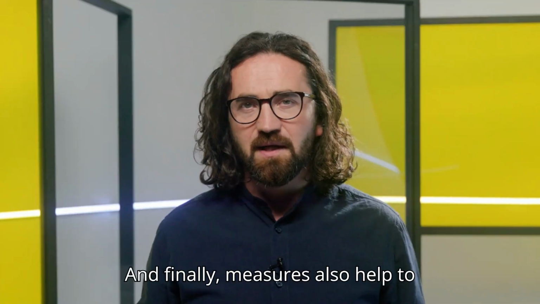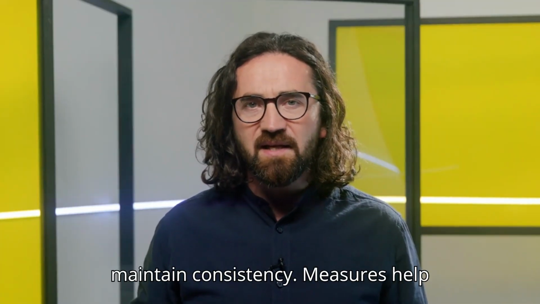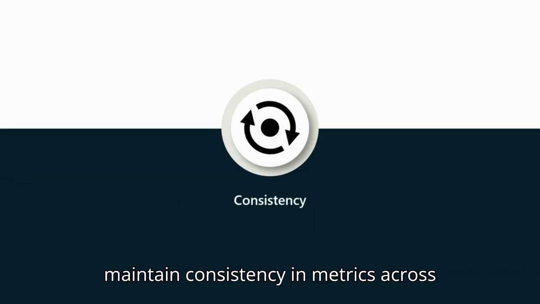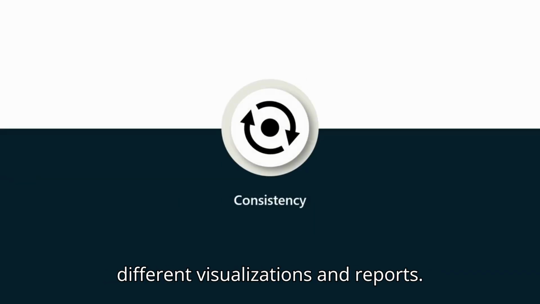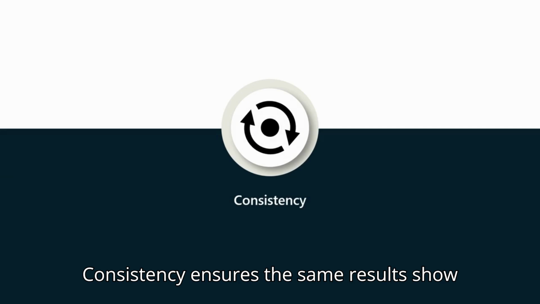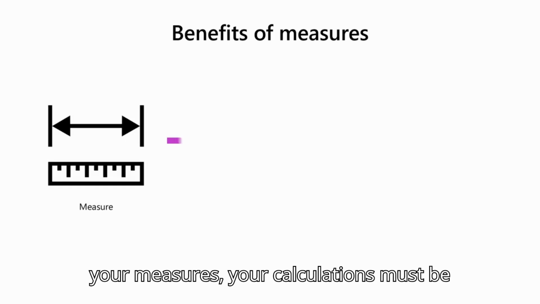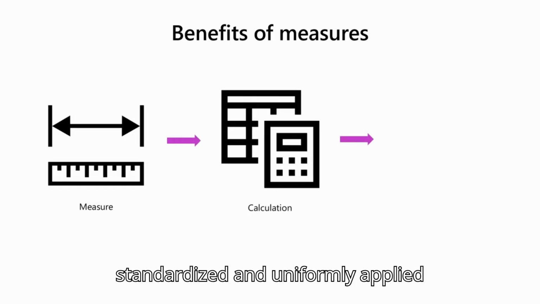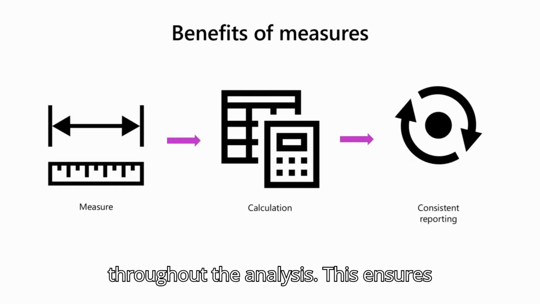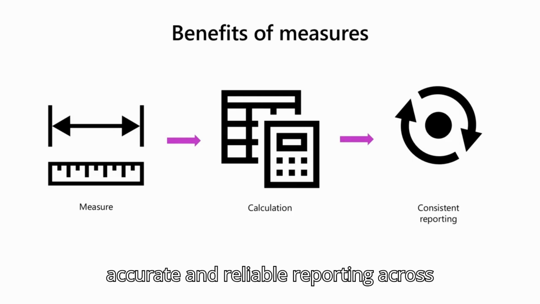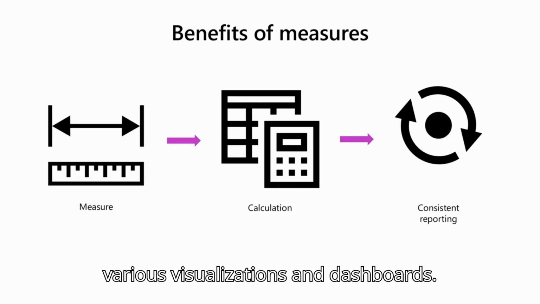And finally, measures also help to maintain consistency. Measures help maintain consistency in metrics across different visualizations and reports. Consistency ensures the same results show regardless of filtering or grouping. In your measures, your calculations must be standardized and uniformly applied throughout the analysis. This ensures accurate and reliable reporting across various visualizations and dashboards.